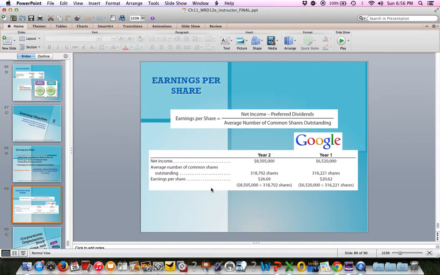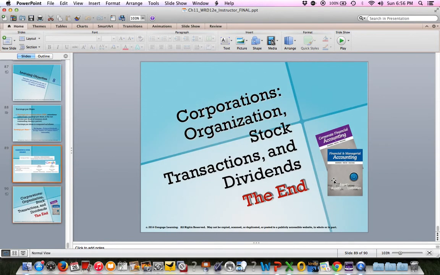And so here's the same formula at the top here. They're going to do this for Google. And they're showing net income for 2 years. They show the average number of common shares outstanding. And you get your earnings per share number. Okay, so basically they didn't have to worry about preferred dividends here. It was just taking the 6,520,000 divided by the average number of shares, get $20 over here. So that's a really high earnings per share number, by the way. But just know that formula, and just know that GAAP rules require that you report this information. And that is the end.